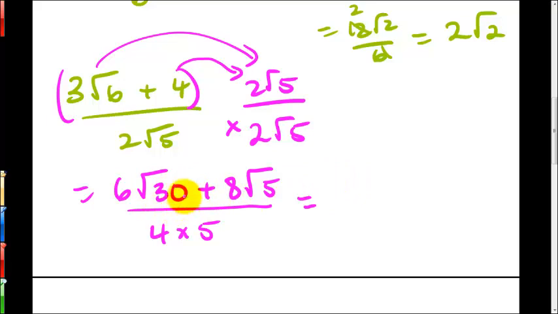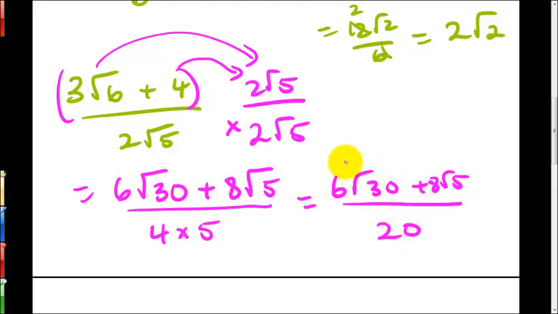Does root 30 simplify at all? No, it doesn't, because it doesn't go into any perfect squares like 4, 9, 16 or anything like that. So the top stays the same and the bottom is 20. Now you do realize there's a common factor of 2 in all of them, so you should fully simplify that to 3 root 30 plus 4 root 5 all over 10.